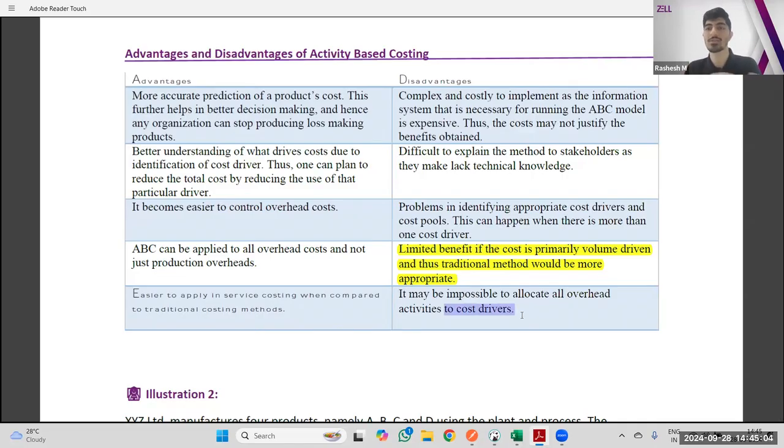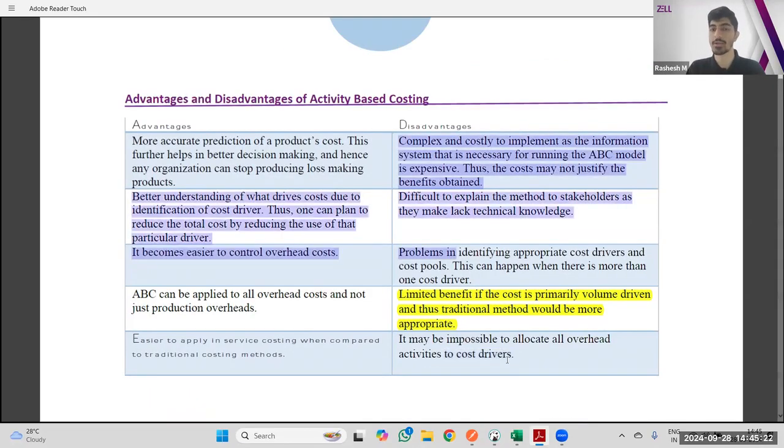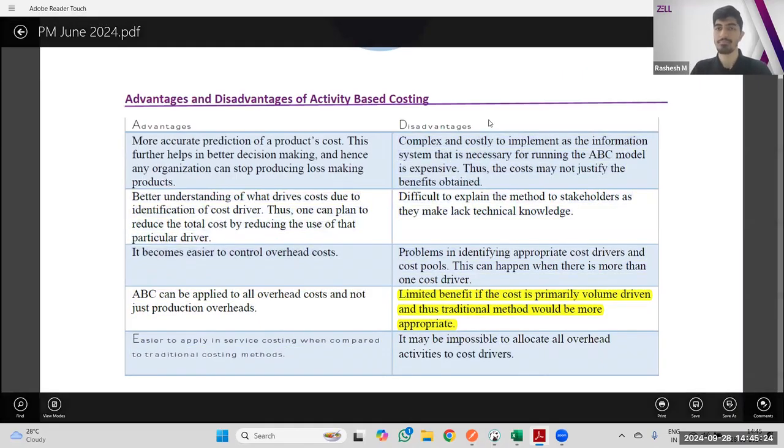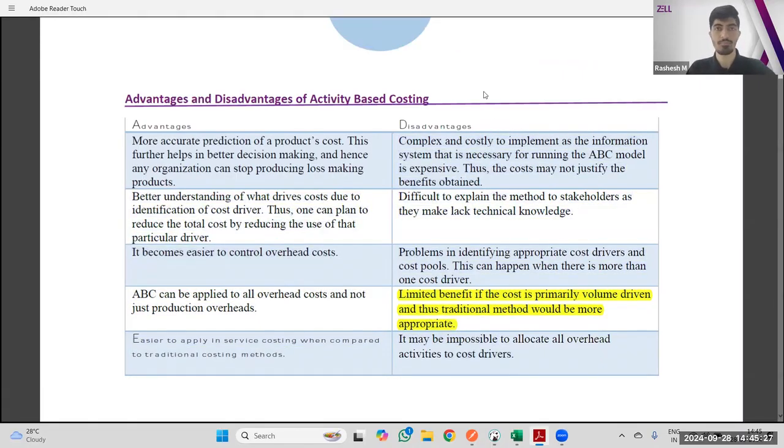Correct? So there the company has to then just use something very basic, and then again it tends to be inaccurate. So ABC, to summarize, is not the simplest method to implement in reality, but if done well, it tends to be more accurate. Any doubts here? Anything you all want me to elaborate on?